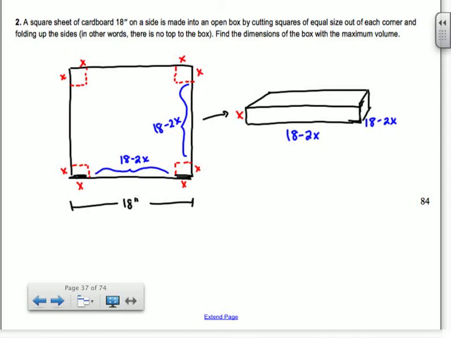Okay, so that means our volume can be written as, it's usually length times width times height, but we know all of those in terms of x. It's 18 minus 2x times 18 minus 2x times x.